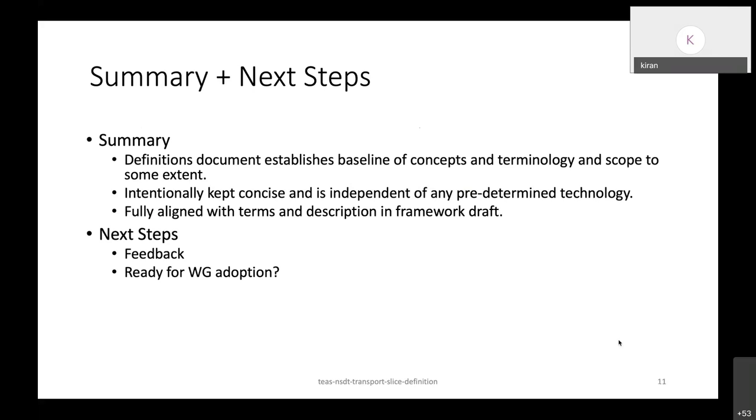We have a few folks lined up in the queue. Joel, you're first. Okay. First, I recognize a lot of effort went into this, and I appreciate the design team's effort. However, there are serious problems with the document as it is.